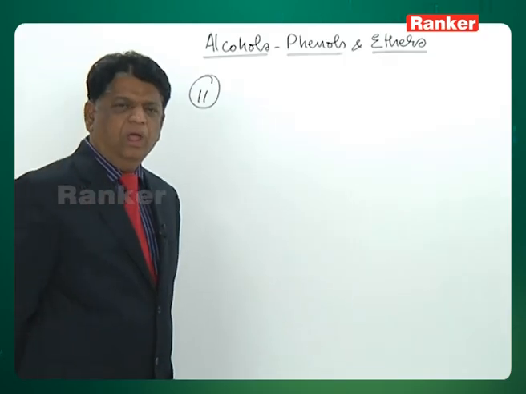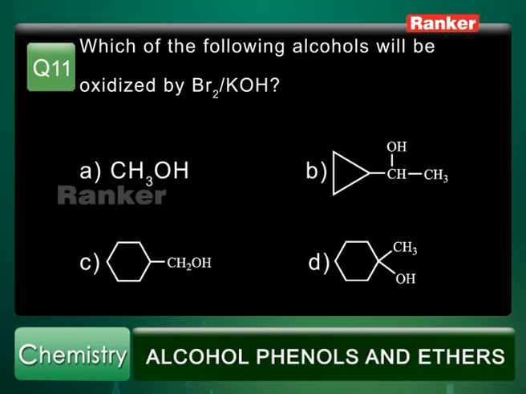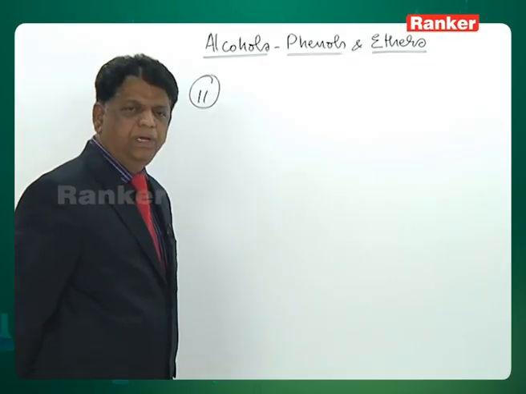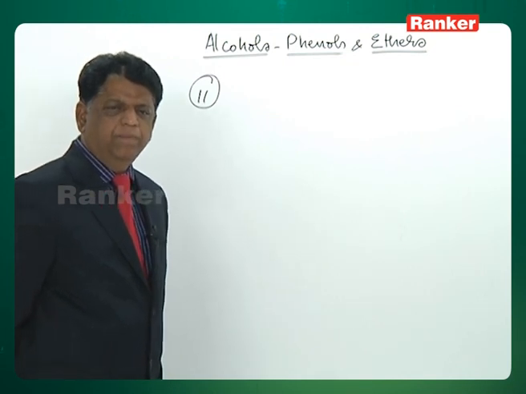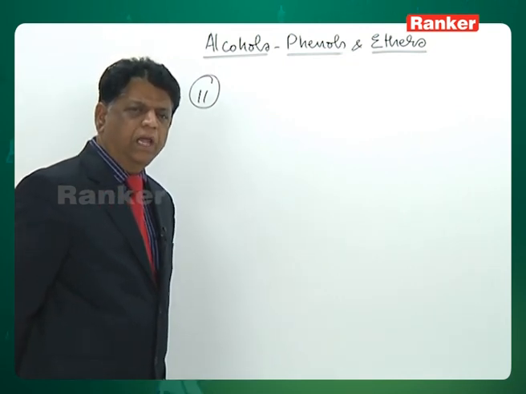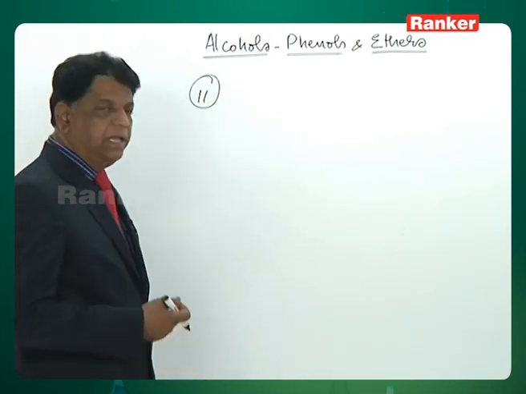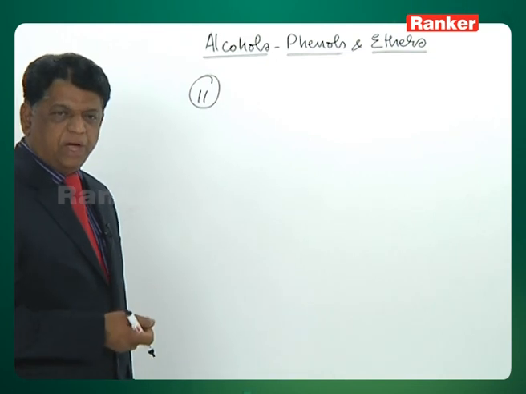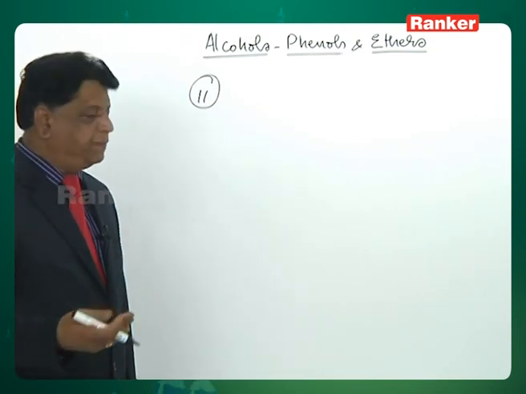Which of the following alcohols will be oxidized by the bromine and the KOH? So in basic medium bromine is used. It must be a sort of haloform reaction. If the 2 degree alcohols are oxidized, consequently what happens? You will get a ketone, a methyl ketone is formed. Afterwards it will undergo the haloform reaction subsequently.